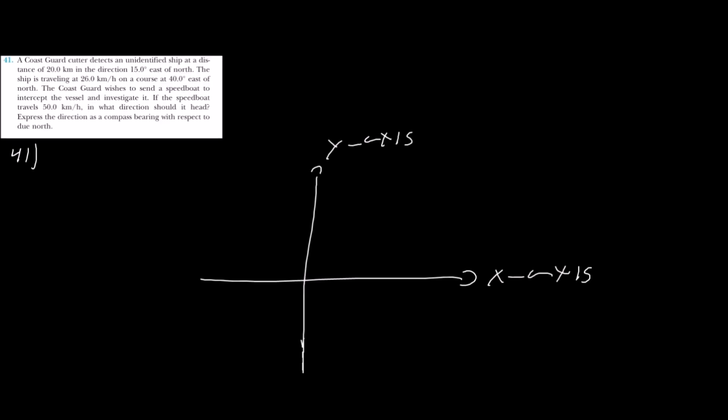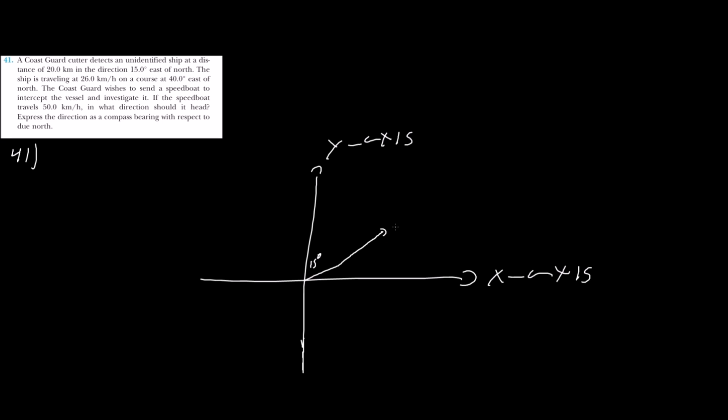Anyways, folks, both of these ships are traveling east of north. I encourage you to pause this video and give this problem a shot. So this is going to be the x-axis, and this is going to be the y-axis. The Coast Guard detects an unidentified ship at a distance of 20 kilometers in the direction of 15 degrees east of north. So this is going to be 15 degrees from here, I think. I'm not 100% sure. And that's going to be east of north.